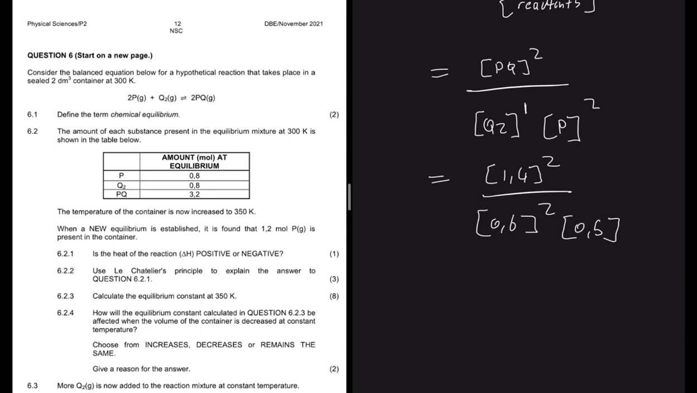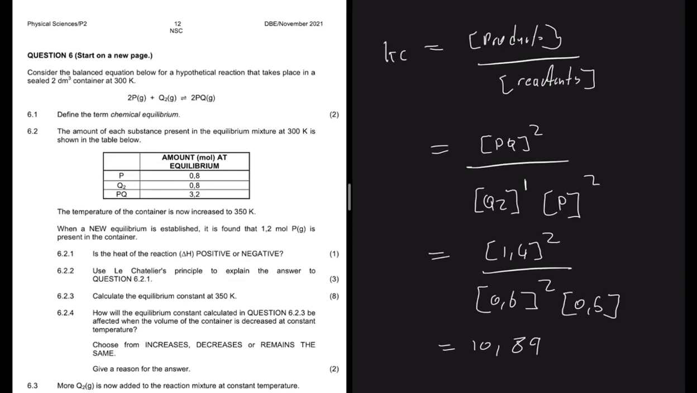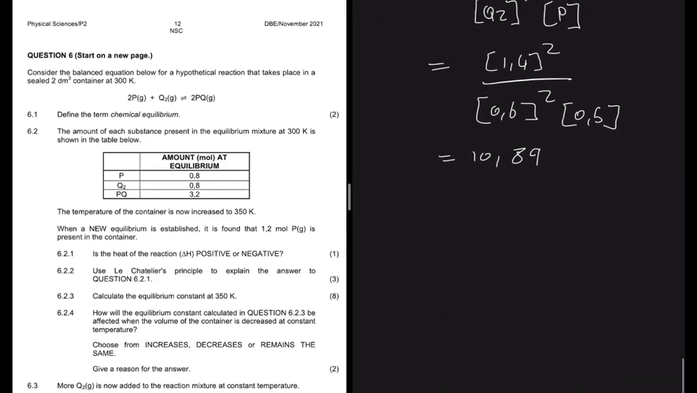After that, it's just a matter of putting it in the calculator, which I'm going to do real quick. So we have 1.4 squared divided by 0.6 squared multiplied by 0.5, which equals 10.89. And we don't have any units for Kc. Another thing to be aware of is that when we write this formula for Kc, we only regard reactants or products that are in gaseous or aqueous form. We don't consider solids. Okay, so that is that for that question. Let's move ahead.